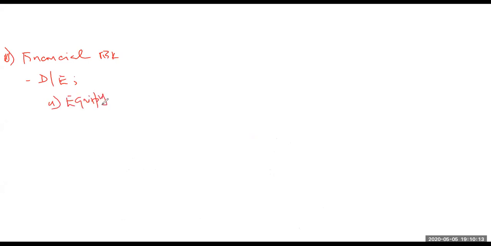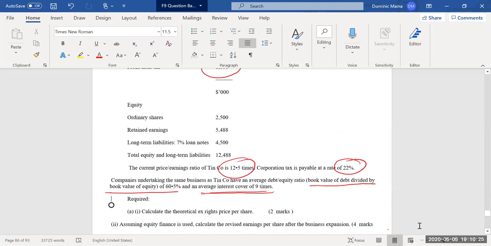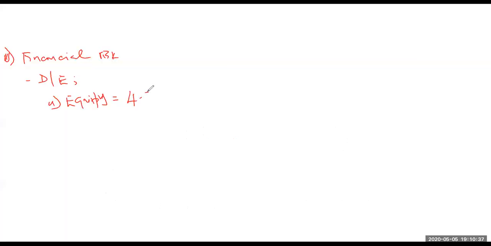If you should use equity, the debt of the company, don't forget, it remains constant. Okay, so going back to the question, the company balance sheet. If we are told the long-term debt of the company is 4.5, that remains constant because we are using equity now, not debt. So debt remains at 4.5 million.